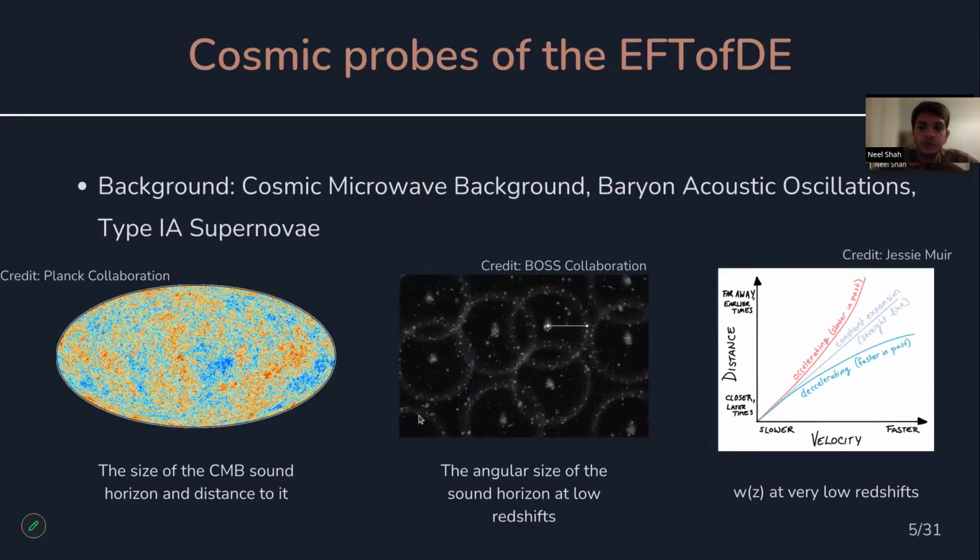So now I'll come to cosmological probes of dark energy, starting with probes of the background expansion. So we have 3 probes of the effect of dark energy on the background expansion of the universe. We have the CMB, BAOs, and supernovae. And the nice thing about these 3 probes is that they probe different kinds of things on different redshifts. So they are quite complementary to each other.